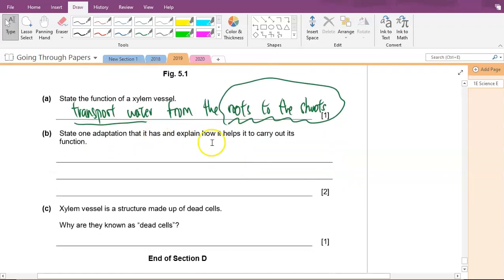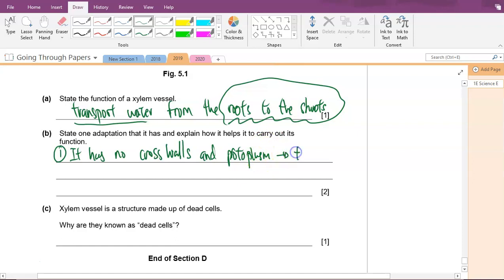Now, what is one adaptation that it has and explain how it carries out its function? There are actually two adaptations here. The first one is that it has no cross walls and no protoplasm. Now, what is the purpose of having no cross walls and protoplasm? This actually helps to ensure smooth flow of water without obstruction. This is the answer to part B.